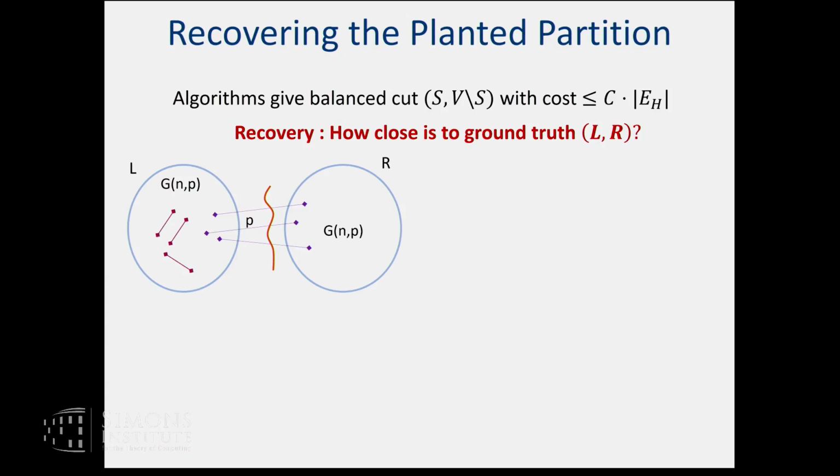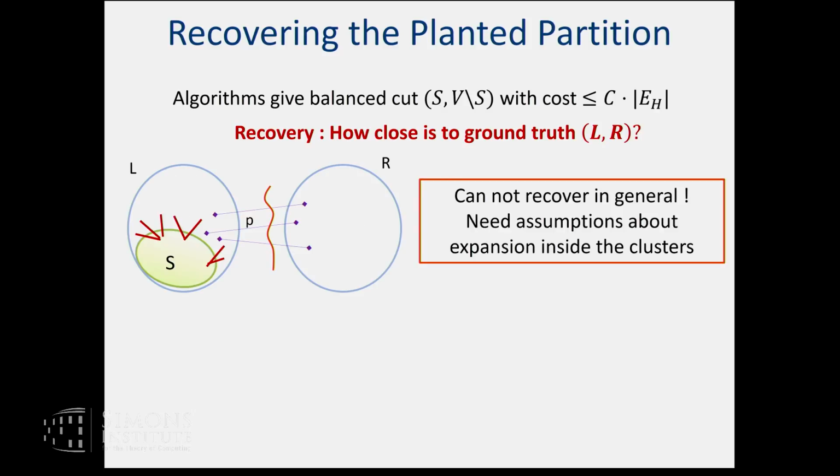Then you could ask, what about the second goal? That is learning the underlying ground truth partition. Unfortunately, because you can have arbitrary correlations inside the clusters, ground truth recovery is impossible, just because you could have a G(n,p) graph inside, and edges with probability p between. In this case, you can't hope to recover the underlying partitions.